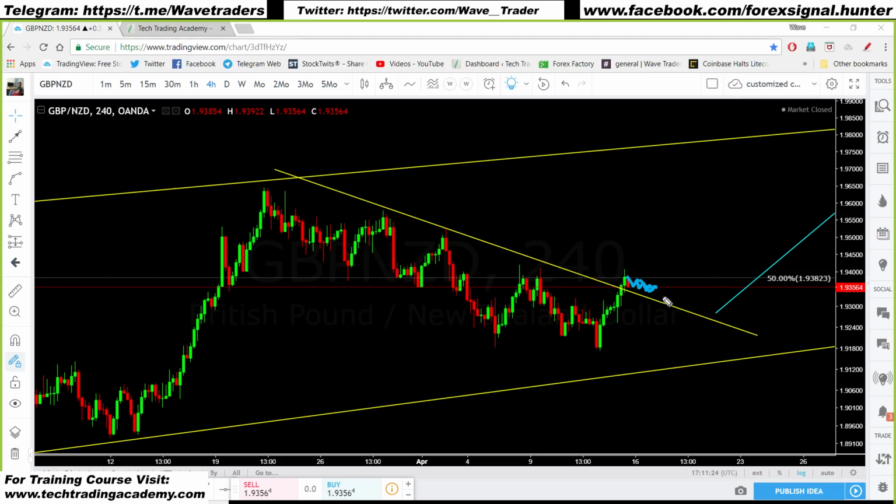So what you guys need to do for next week, watch a continuation pattern formation. This buy setup is going to be slightly late over there. So watch this and then short-term buy. If you're not going to see that correction, there's going to be a short-term sell.